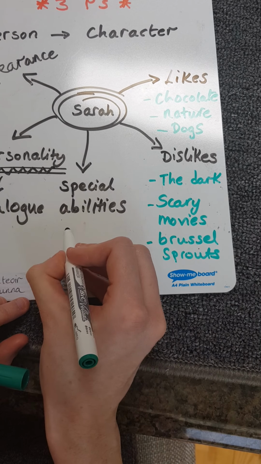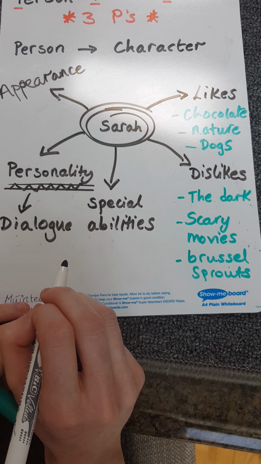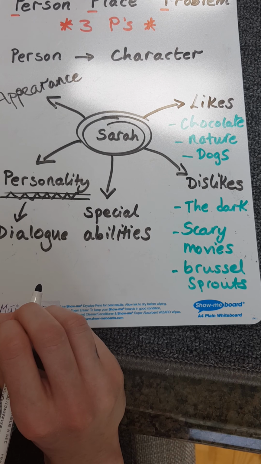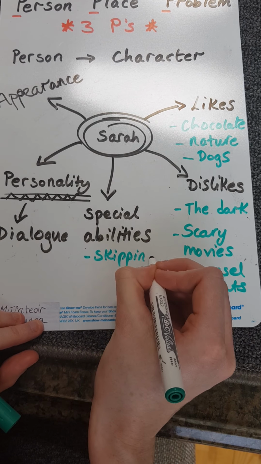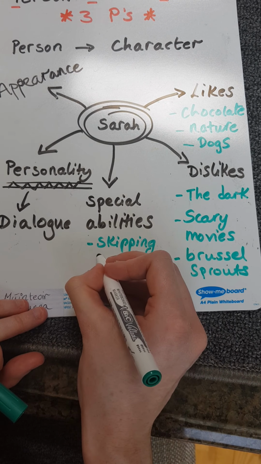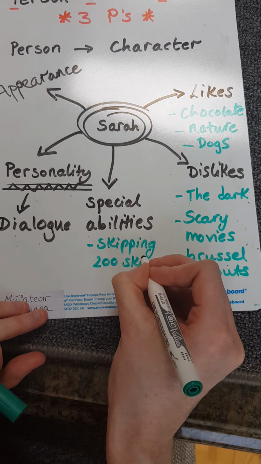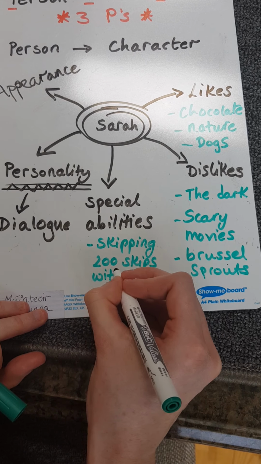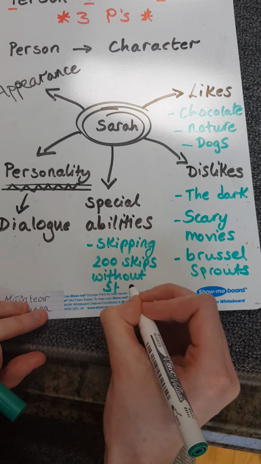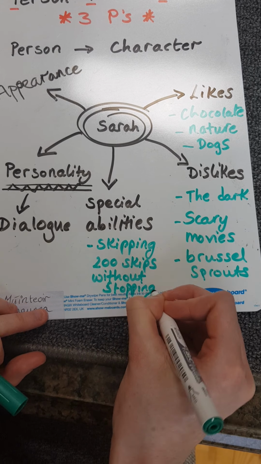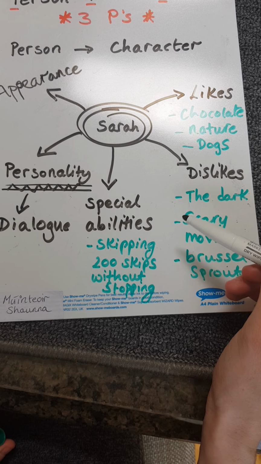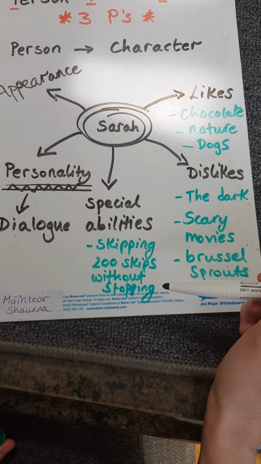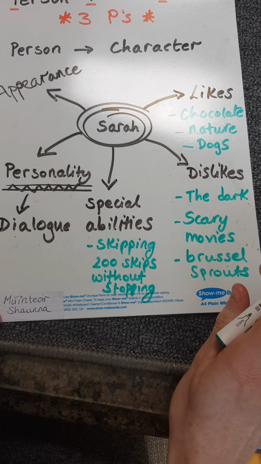Okay. Special abilities. What can Sarah do that other people can't? Well, Sarah is very good at skipping. As you can see, I'm making this up as I go along. She can do 200 skips without stopping. Now, as I've said, this is her special ability. Ideally, when I'm writing my story, Sarah is going to use this special ability to resolve the problem which she will face in the story, okay?